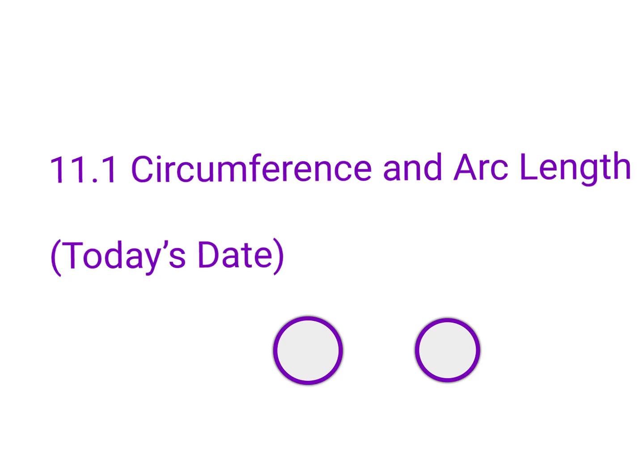So today we're going to talk about circumference and arc length. Yesterday we hit circumference, and now we're going to add arc length into the mixture. So what is the difference?